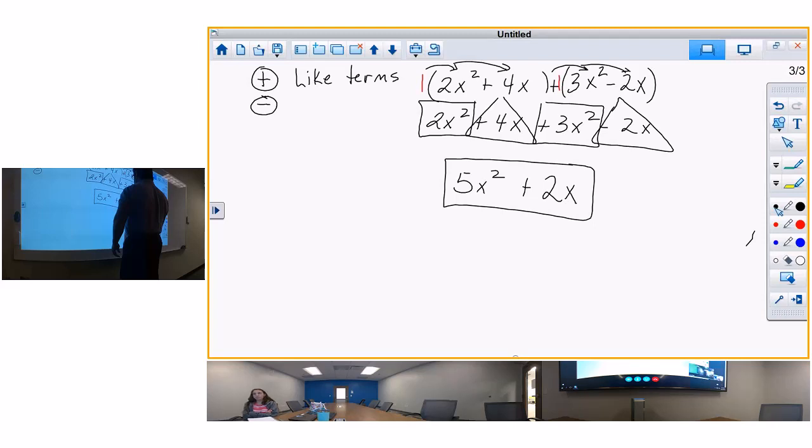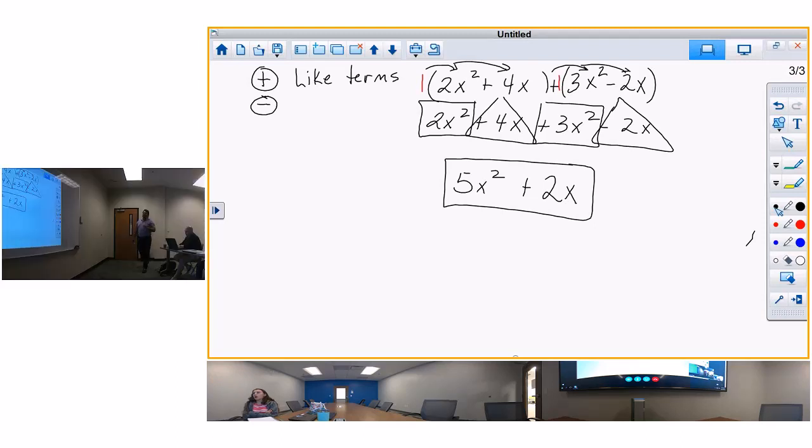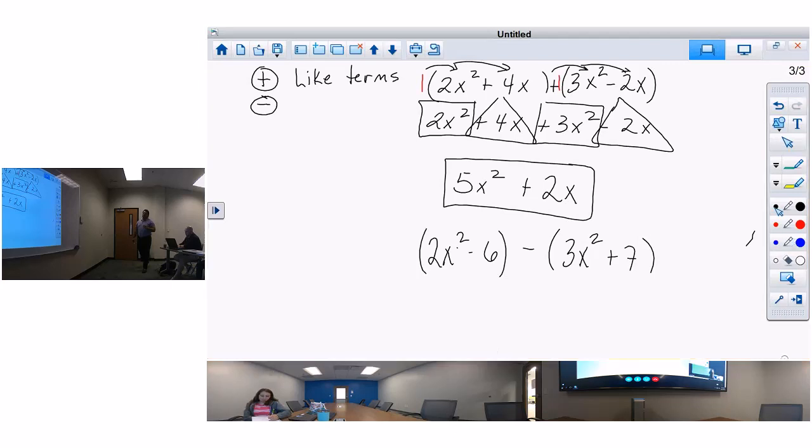Now, which one do you have to be more careful with? Subtracting. Why? Because if you put a subtraction symbol in front of one of these parentheses, it changes the whole game. 2x squared minus 6, minus 3x squared plus 7. Now, instead of having a positive 1 in front, you have a positive 1 here, but what do you have here? A negative 1. Now, distribute that 1 and that negative 1 and do the math. Do that right quick.